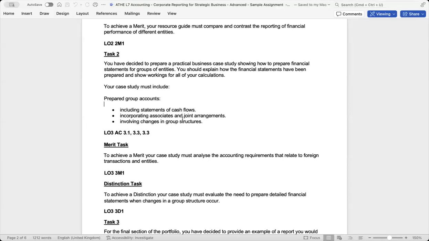So for a merit task, analyze the accounting requirements that relate to foreign transactions and entities, discuss the impact of foreign currency transactions on financial statements, and explain the accounting treatment of foreign subsidiaries and transactions. Evaluate the need to prepare detailed financial statements when changes in group structures occur. Consider different scenarios such as mergers, acquisitions, and demergers. Justify the importance of detailed financial reporting in these contexts.